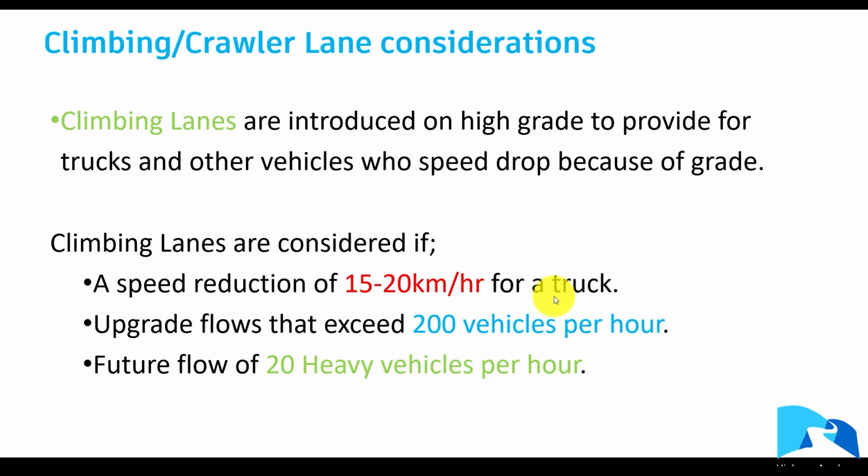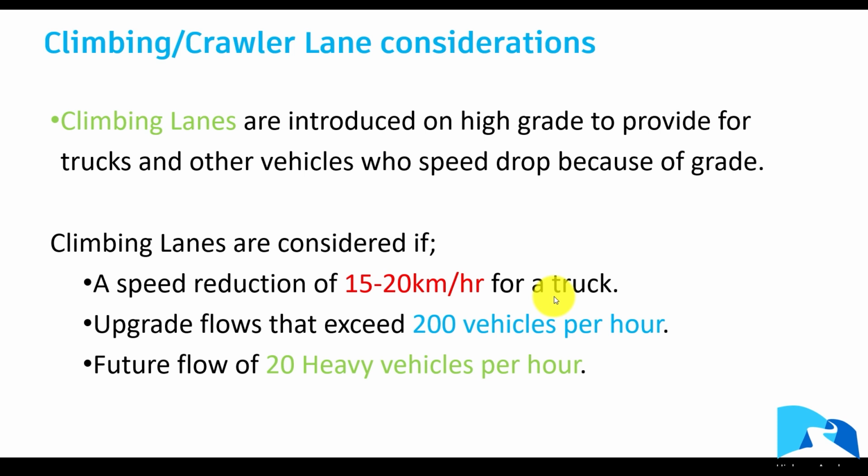Now, most of the manuals you find around, AASHTO and all the others, recommend a climbing lane if you find that there's a speed reduction of 15 to 20 kilometers per hour. So let's say you have a design or operational speed of, let's use 80. And if you drop to 60 or 65 kilometers per hour, it's time to look at a situation where we introduce a climbing lane. But then there are a number of conditions.